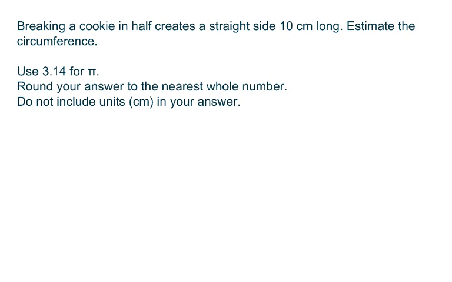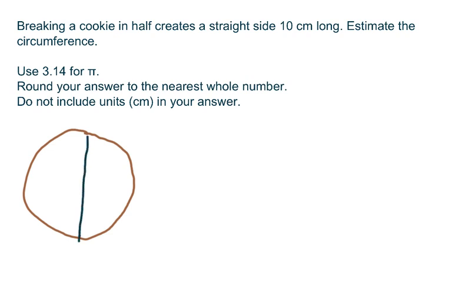For me, the best way to begin a problem like this is with a sketch. So here's my cookie, and I'm going to break it in half right down the middle. And so that means that it gives me a side length of 10 centimeters. I can see from the picture that I sketched that the side length goes from edge to edge right through the center of the circle. Therefore, it is a diameter. So the diameter is equal to 10 centimeters.